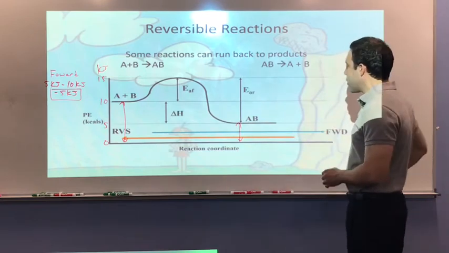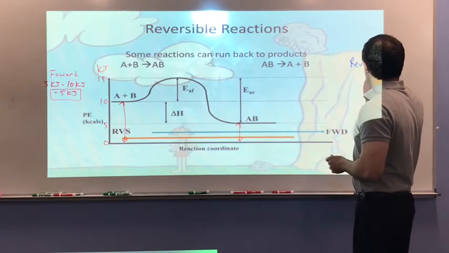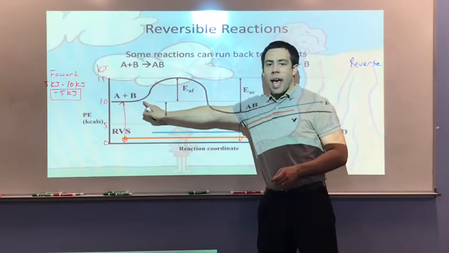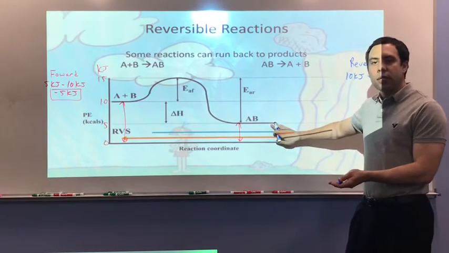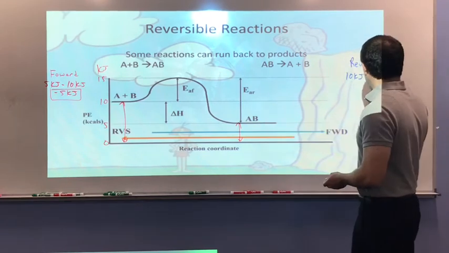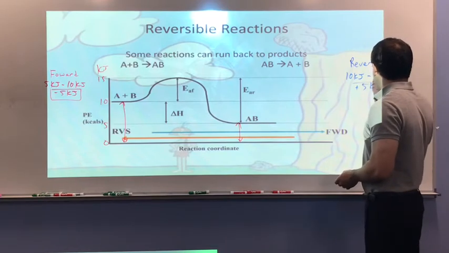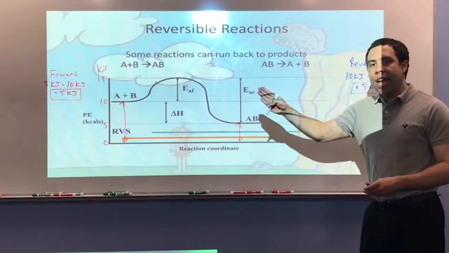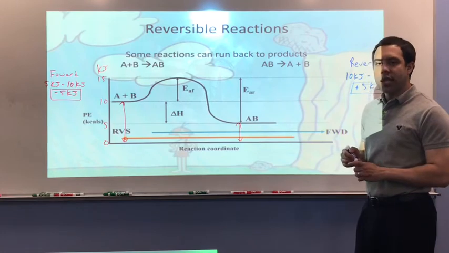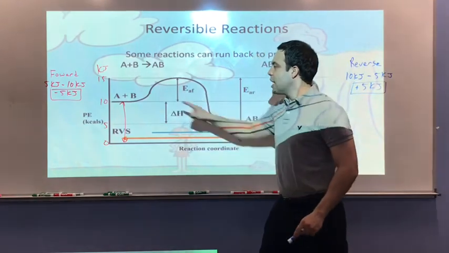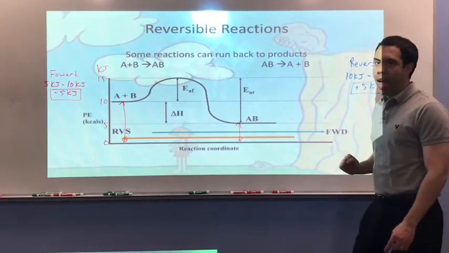So if we do the delta H for the reverse reaction, we would do the products, which were originally the reactants: 10 kilojoules, minus the reactants, which were the products in the forward reaction, 5 kilojoules. And then we have a positive 5 kilojoules as our delta H. So our delta H, once again, does not change in magnitude. It's still 5 and 5. The only thing that changes is the sign. If the forward reaction is an exothermic reaction, the reverse reaction must be an endothermic reaction.